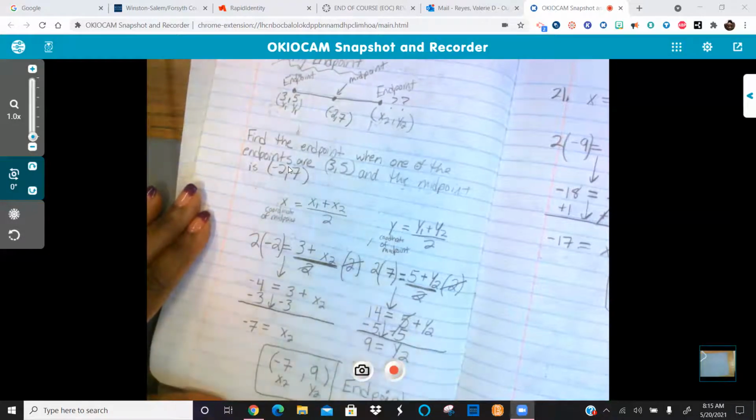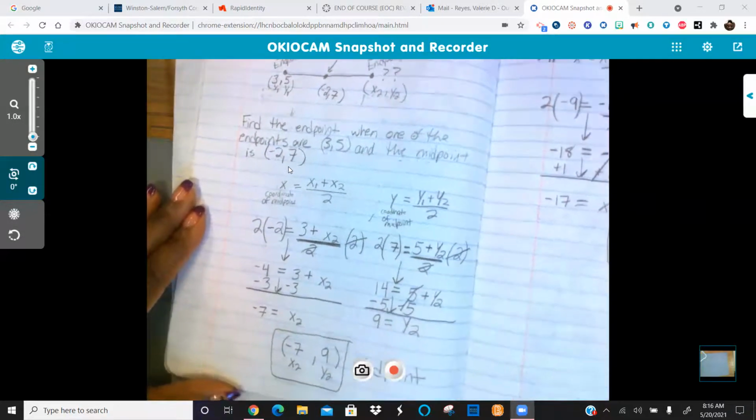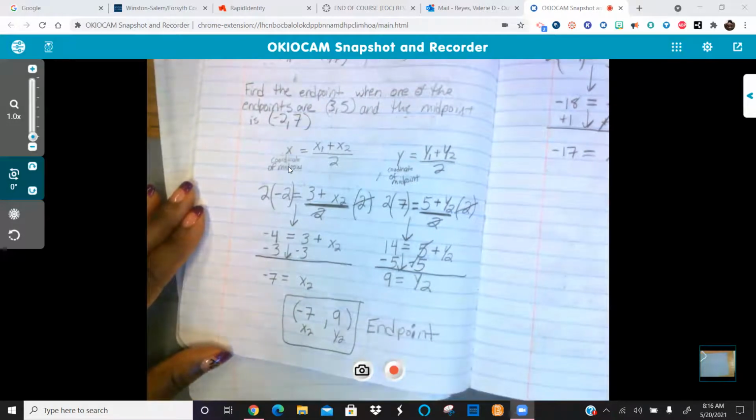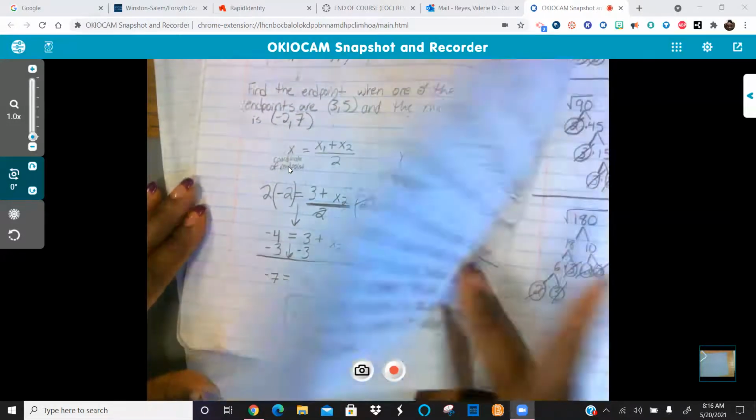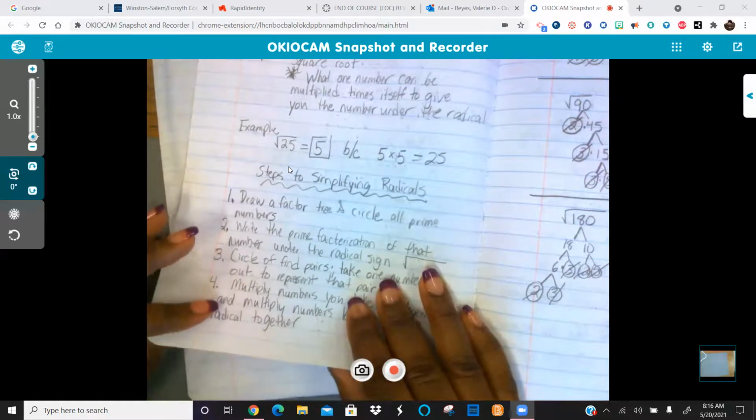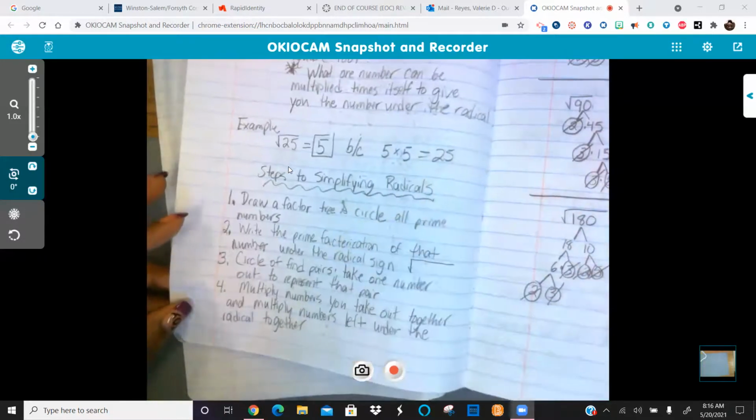So basically what I did was just work backwards. You need to take a picture of that and go through it. If you have questions, just let me know. So that's primarily what you need to know for the geometry part.